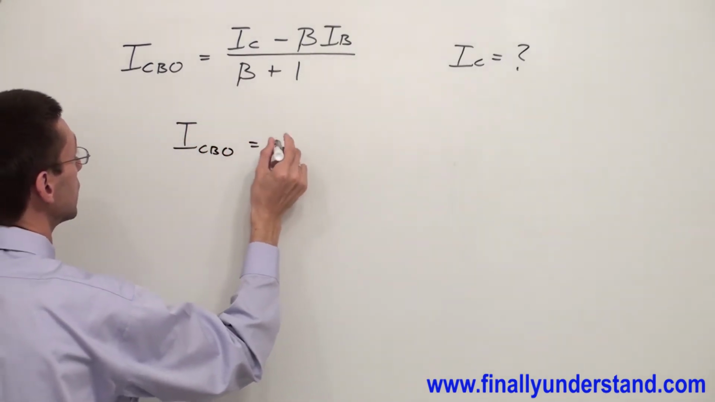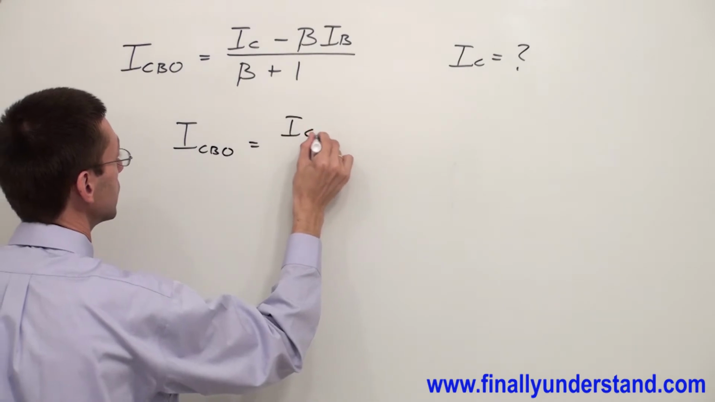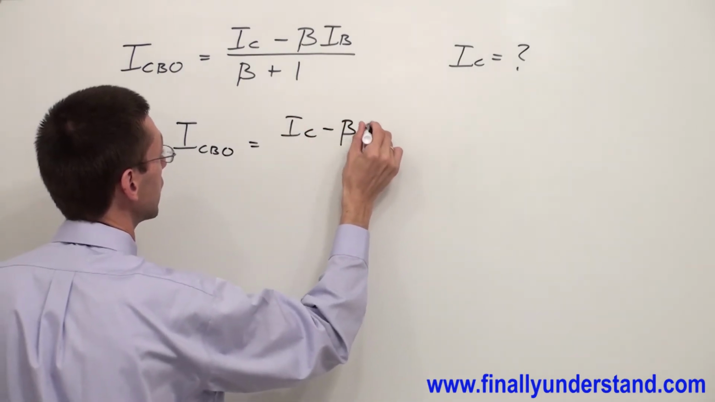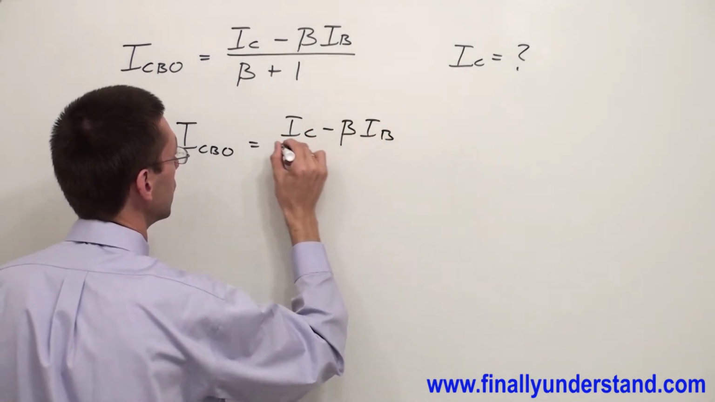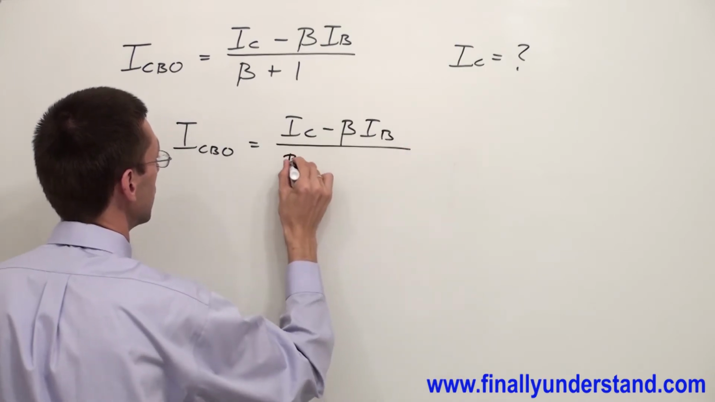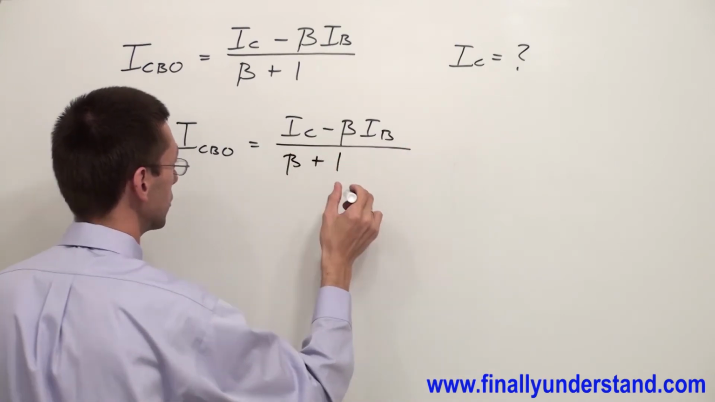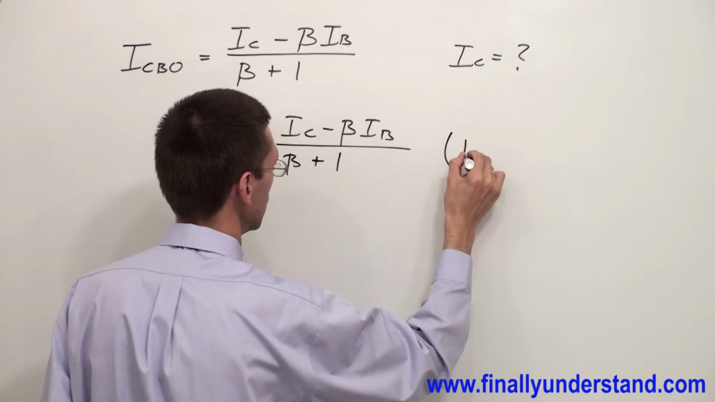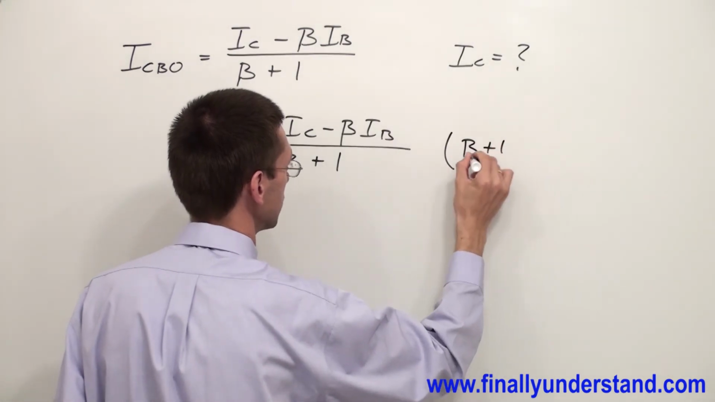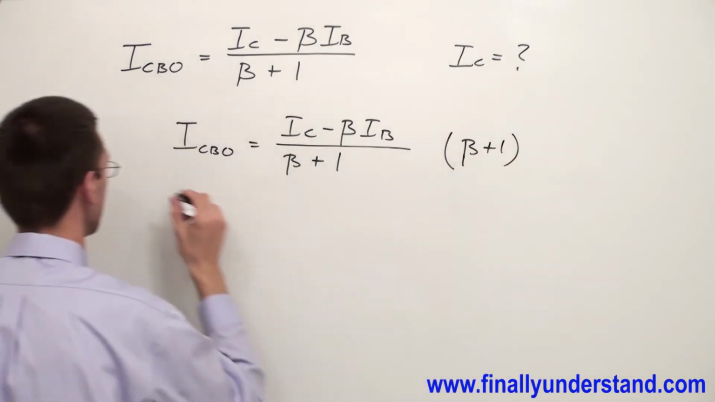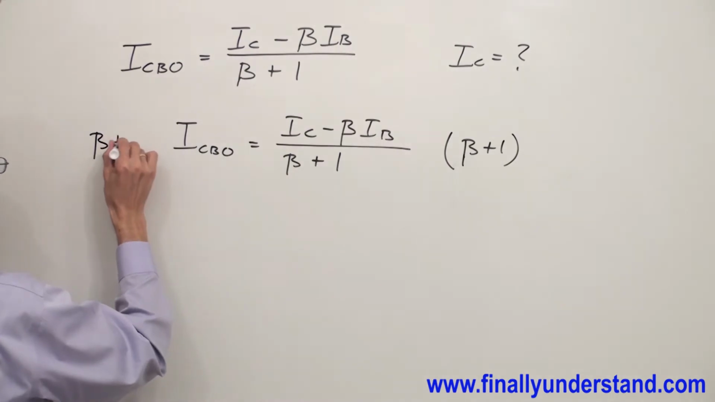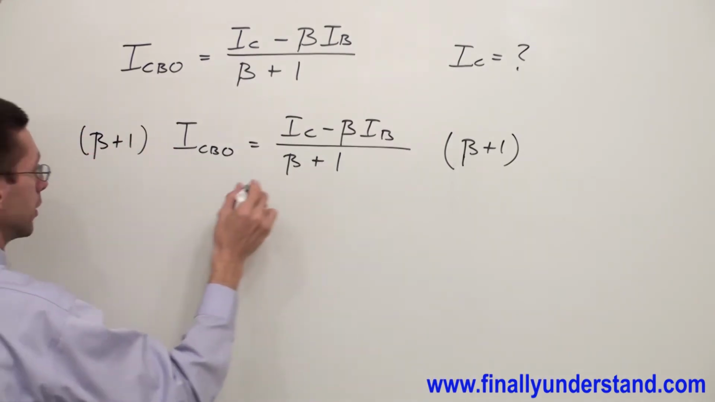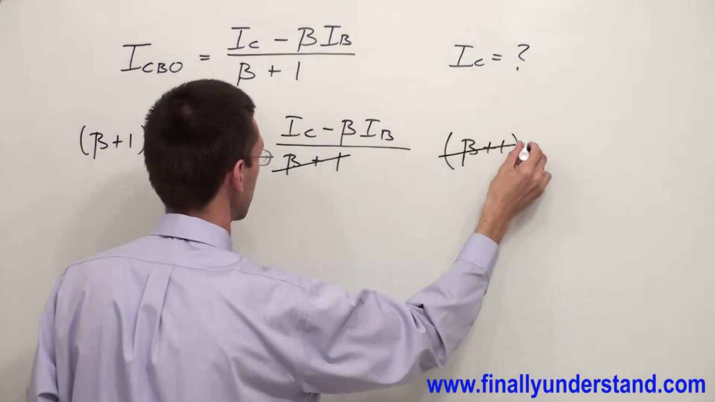ICBO equals IC minus beta IB over beta plus 1. We have to multiply both sides of the equation by the denominator, beta plus 1. And we have beta plus 1, beta plus 1 and beta plus 1 will cancel out.